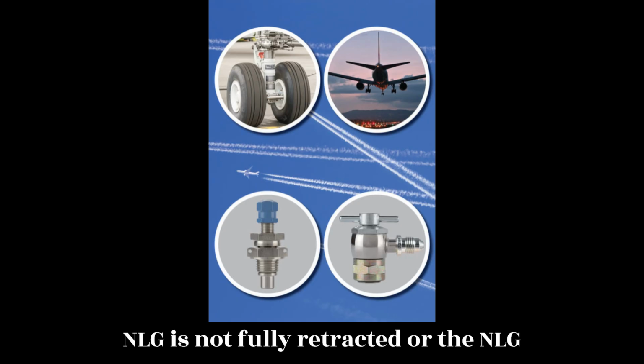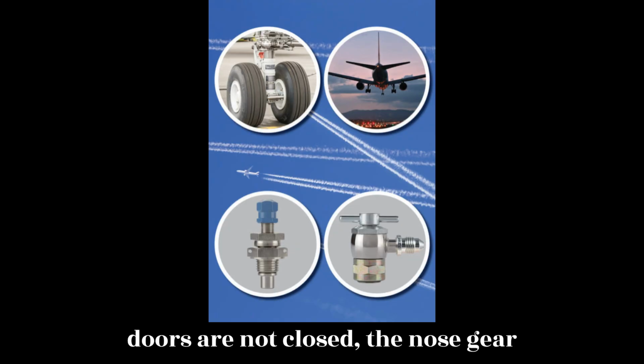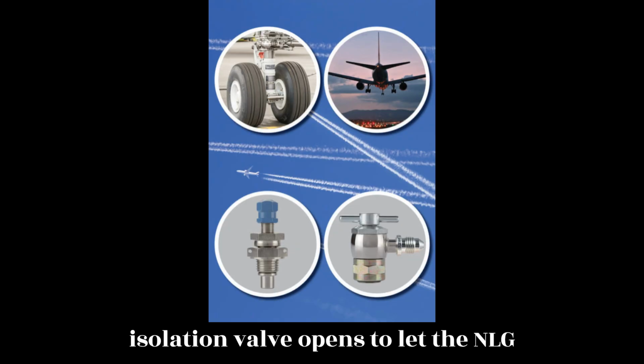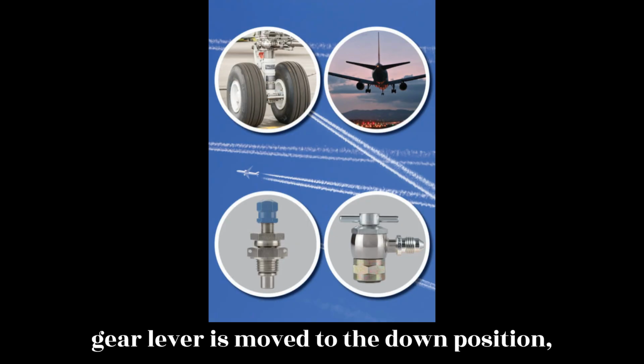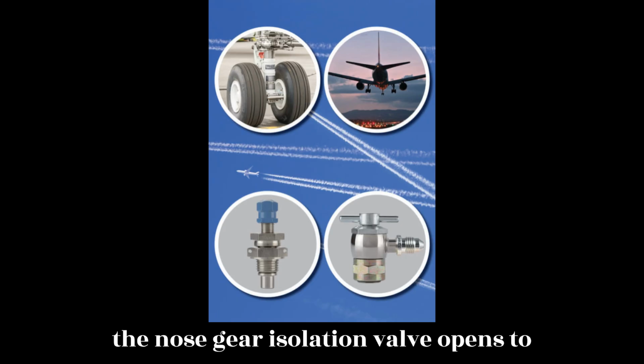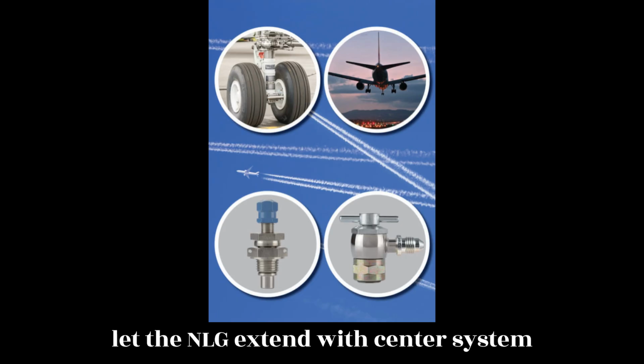If the NLG is not fully retracted or the NLG doors are not closed, the nose gear isolation valve opens to let the NLG complete the retraction. When the landing gear lever is moved to the down position, the nose gear isolation valve opens to let the NLG extend with center system pressure.